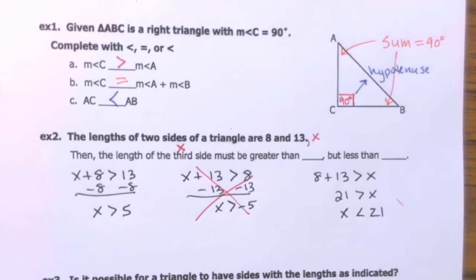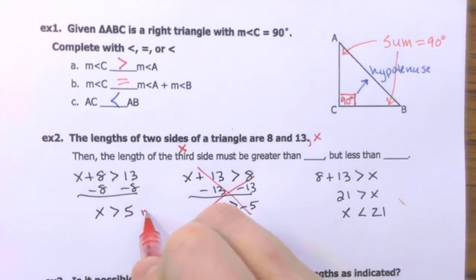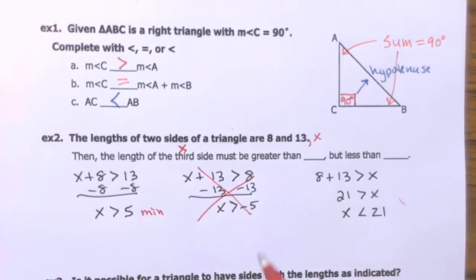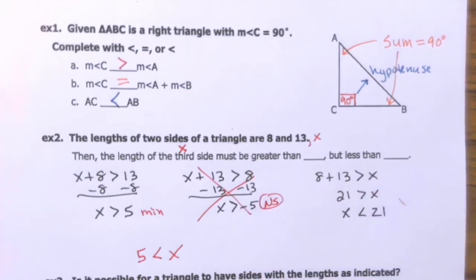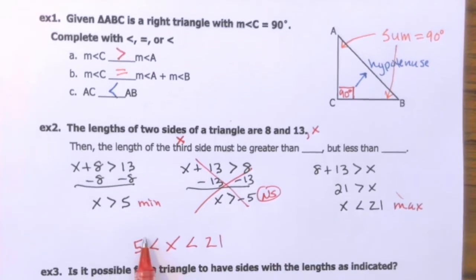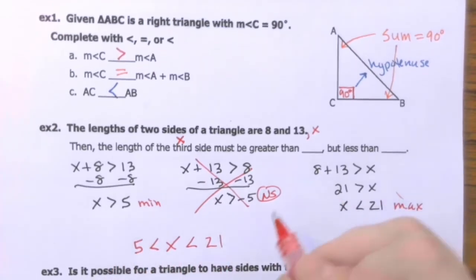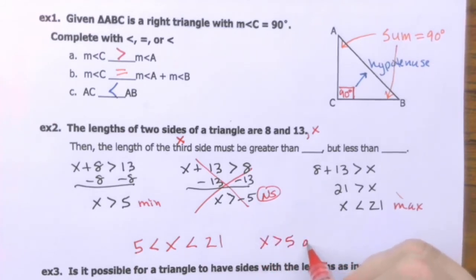So when you follow this process, one of the inequalities will give you a minimum, what x is greater than. So x has to be greater than 5. And one of them will be a no solution. It won't give you information. The third one, x is less than 21, must be the maximum. You can show your answer this way as a compound inequality, or you can say x greater than 5 and x less than 21. These are the ranges of x values that will actually make a triangle.